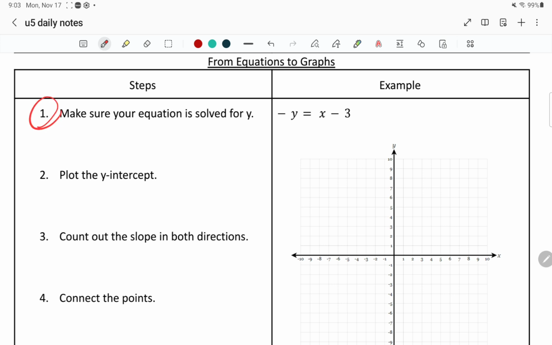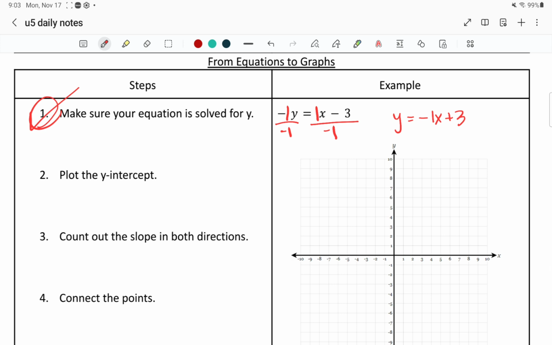First things first, like what we just did, make sure that y is completely alone. Make sure you have perfect y equals mx plus b. So I see a negative 1y and a 1x. And that's negative 1 times y. So I'm going to undo it by dividing by negative 1. And I get y equals negative 1x plus 3. So my equation is now perfectly solved for y.